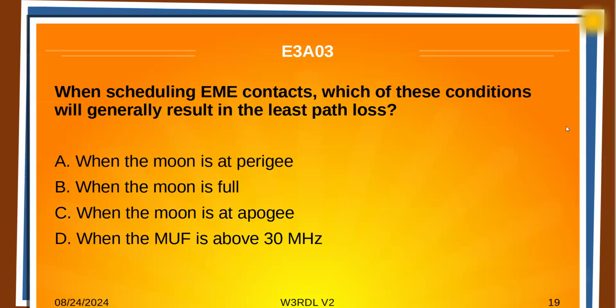When scheduling EME contacts, which of these conditions will generally result in the least path loss?